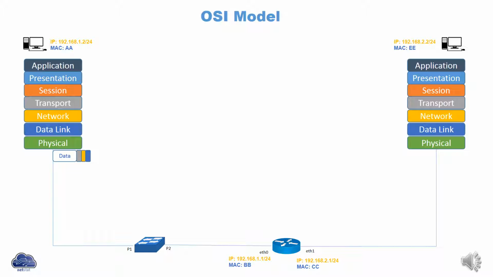The physical layer is responsible for the modulation of the data packet into bits on the medium. This could be an electrical signal on a copper wire, or a laser beam on a fiber optic.